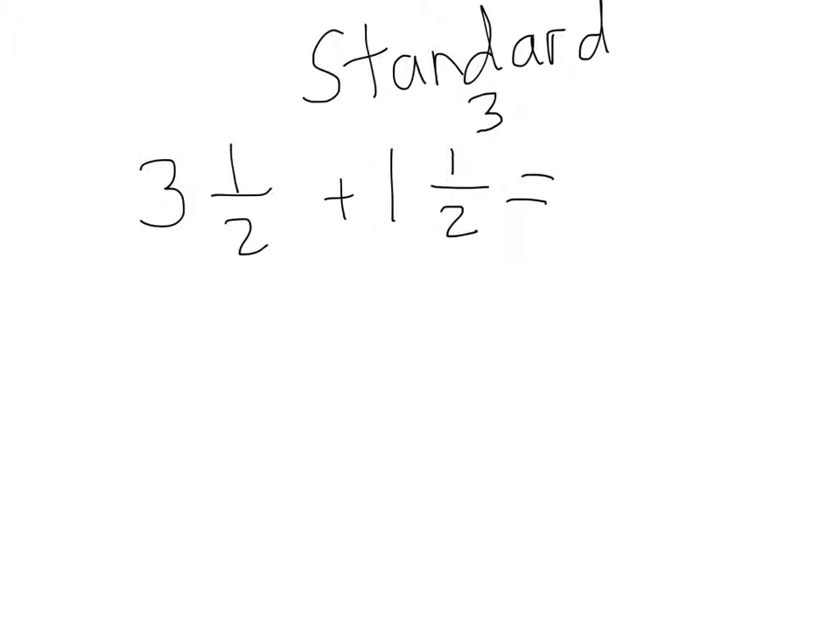Now, standard 3 is how to add mixed fractions. A mixed fraction is just basically a whole number and a fraction mixed together. So, the problem is 3 and 1/2 plus 1 and 1/2. Now, let's draw this out. So, we have 3 cookies and a half plus 1 cookie and a half.